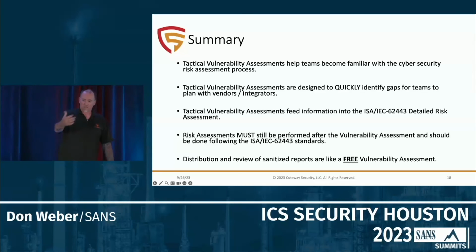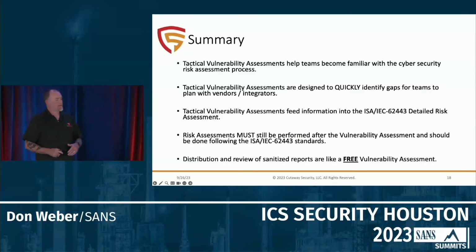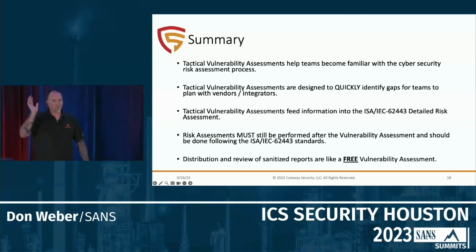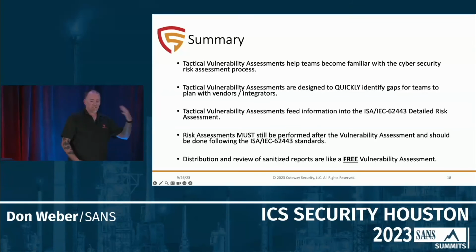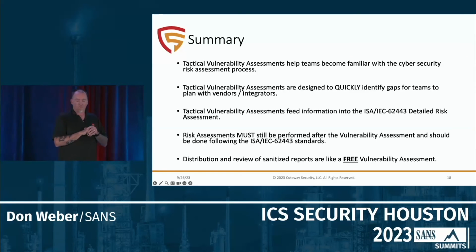So get people out there doing security assessments at the process level, okay? But we want to quickly identify those gaps, because they're going to be looking at you and saying, okay, how do we protect this? What do we need to do right now? I know this is going up, but what configuration do I change right now to improve my process, to protect my process, okay? We should be doing the 62443 detailed risk assessment.